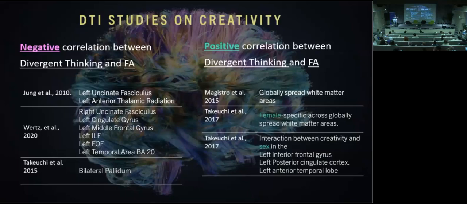So it seems that there is a whole line of research that found negative correlation between divergent thinking and fractional anisotropy, foremost in the left hemisphere. By contrast, there is another line of research that instead finds positive correlation between fractional anisotropy and divergent thinking. And these results seem to be led by gender differences.